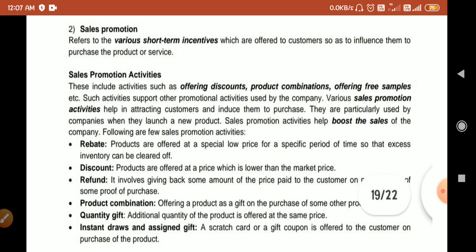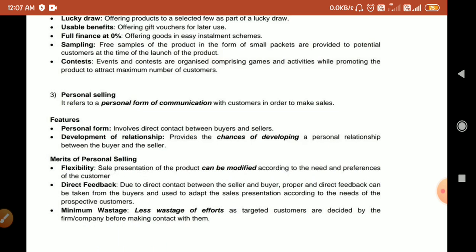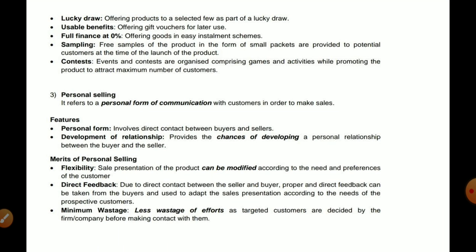Quantity gift: they increase the quantity of the product, as many times you see some chips offering 20% extra. Instant draw and assured gift: sometimes they offer scratch cards and gift coupons to the customer on the purchase of the product. So these are very important tools.